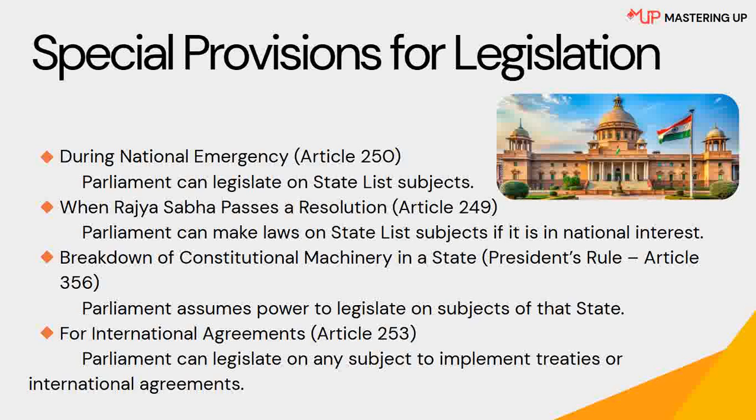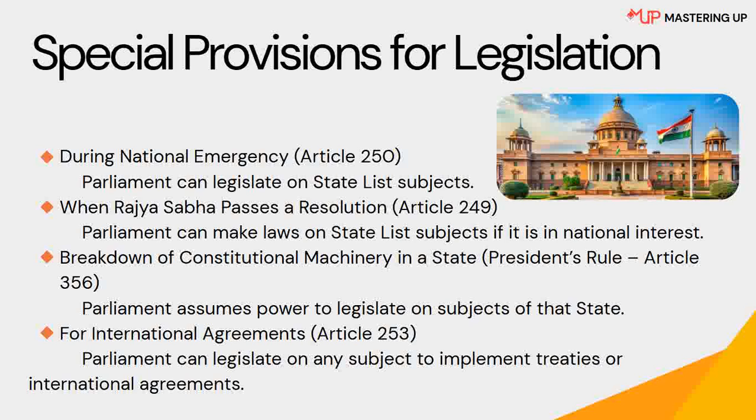While the State List is generally reserved for states, the Constitution allows Parliament to step in under certain special circumstances. During a national emergency, Parliament can make laws on subjects in the State List because national unity takes priority. If the Rajya Sabha passes a resolution by two-thirds majority stating it's in the national interest, Parliament can legislate on a state subject for a limited time.